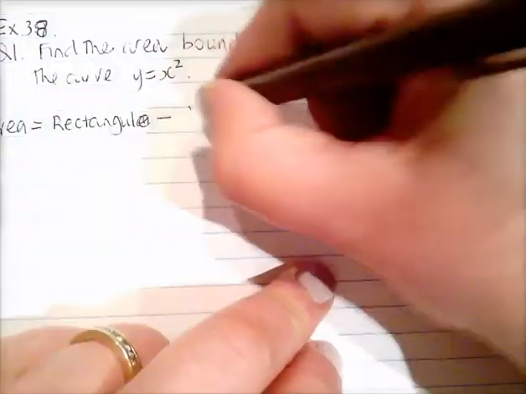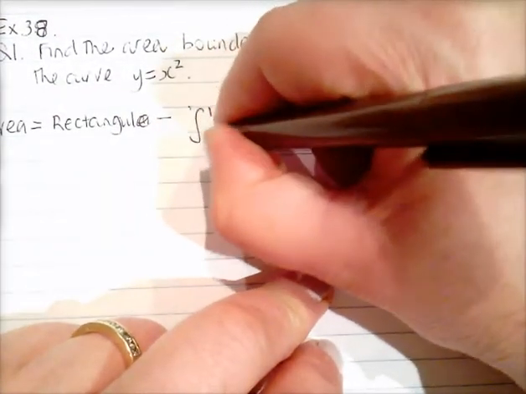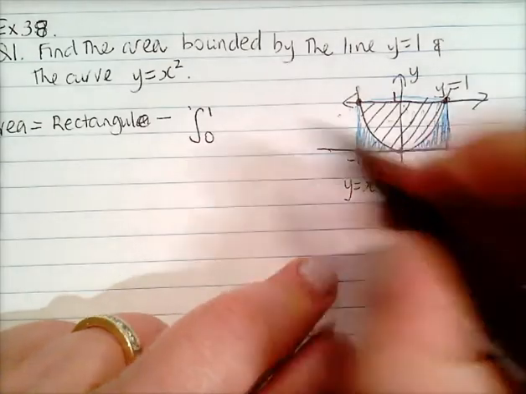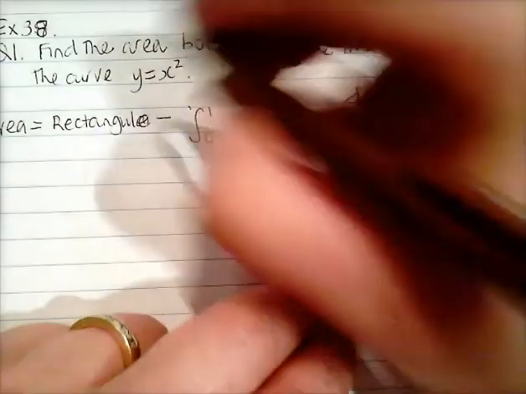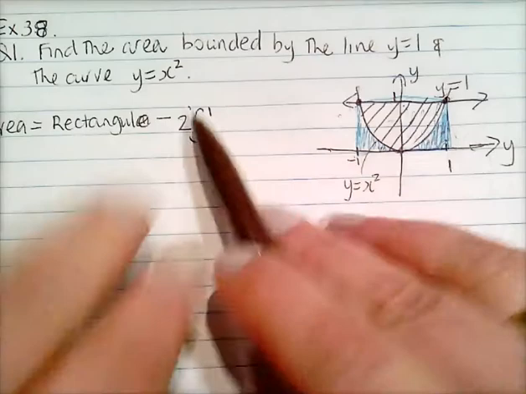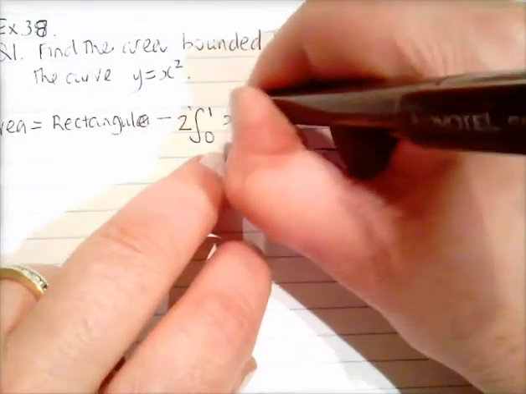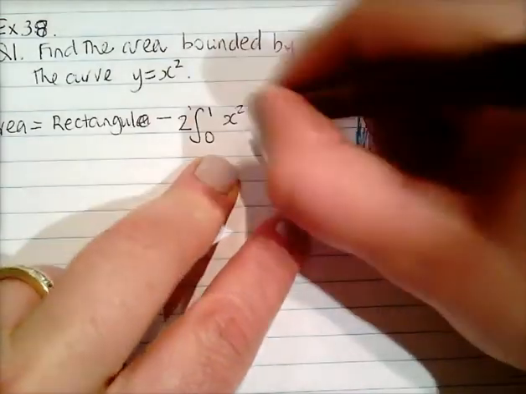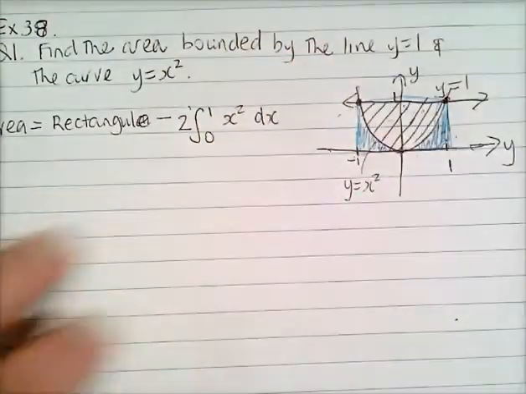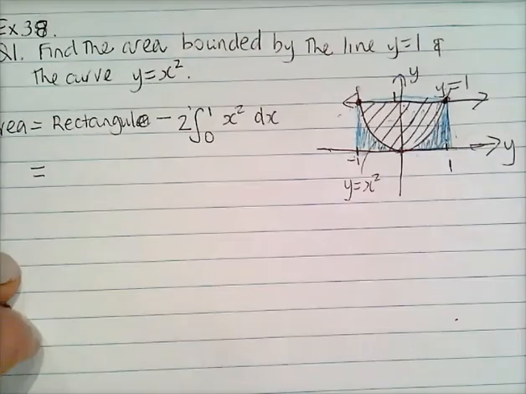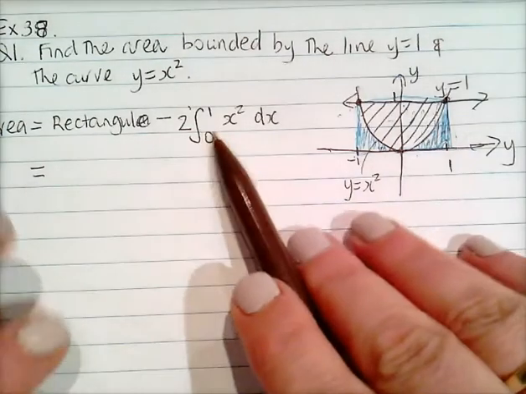Now I know that the integral, this area here from 1 to 0, is the same as the area from 0 to negative 1. So I'm going to be taking away two lots of the integral from 1 to 0 of my function. This graph happens to be y equals x squared, so it's x squared dx. Okay, now hopefully you will see that.